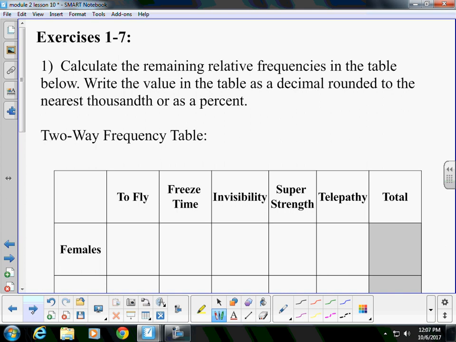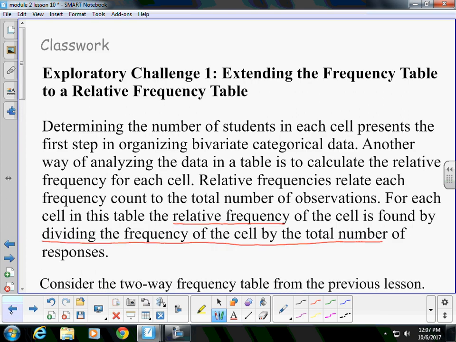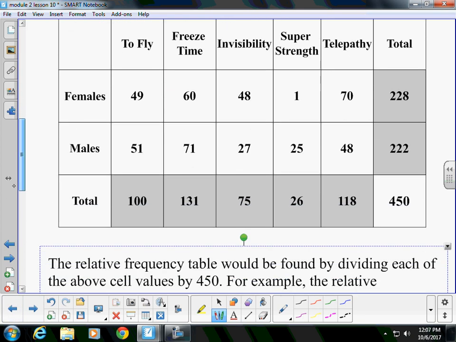Probably the easiest way is to look back at your completed table that you made yesterday. Let's see, no, that was page 8. Oh, sorry, it's right here on the previous page.